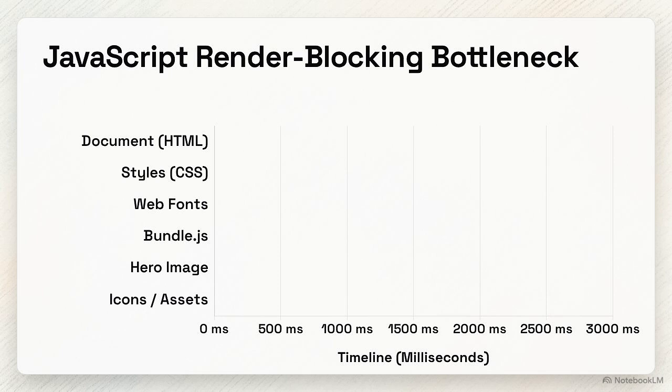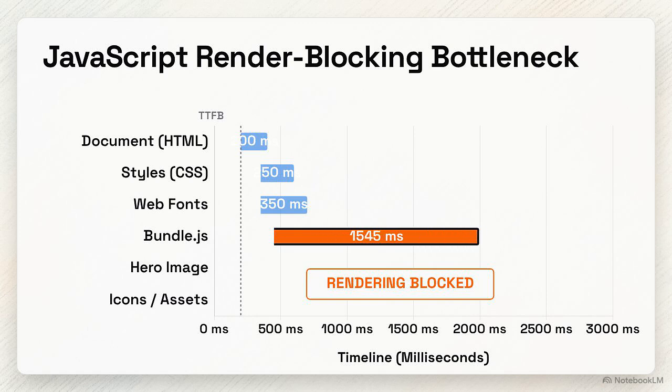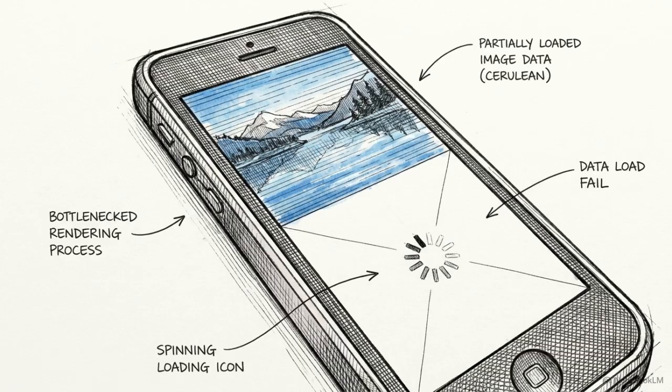This is a network waterfall chart. It tracks time to first byte and concurrent asset loading. Notice the bottleneck right here. A massive JavaScript file is physically blocking the subsequent assets from rendering. Unoptimized media assets pose a similar threat. High-resolution images or uncompressed videos will silently drain client-side memory, causing the browser to stutter.